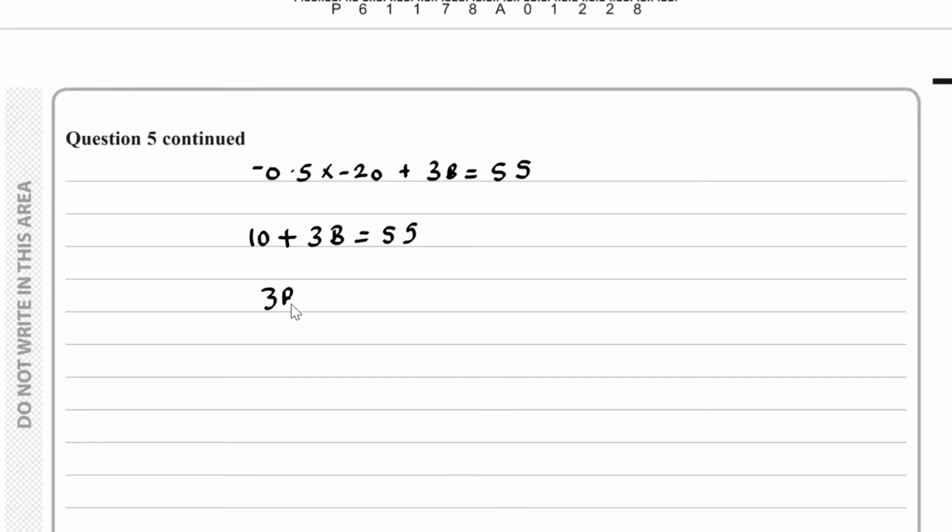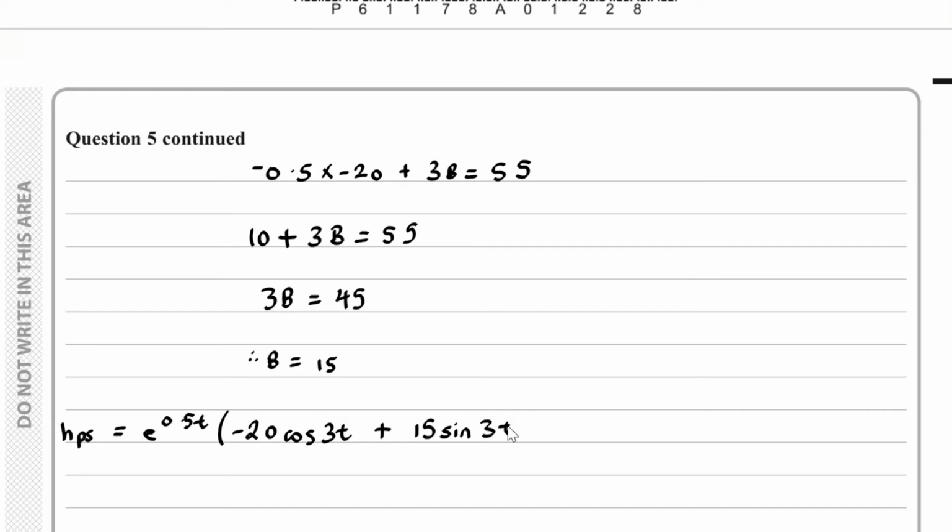3b is equal to 45, and therefore b is equal to 15. Okay, so having said that, we can therefore find out the particular solution of h to be e to the power of 0.5t lots of minus 20 cos 3t plus 15 sine 3t.